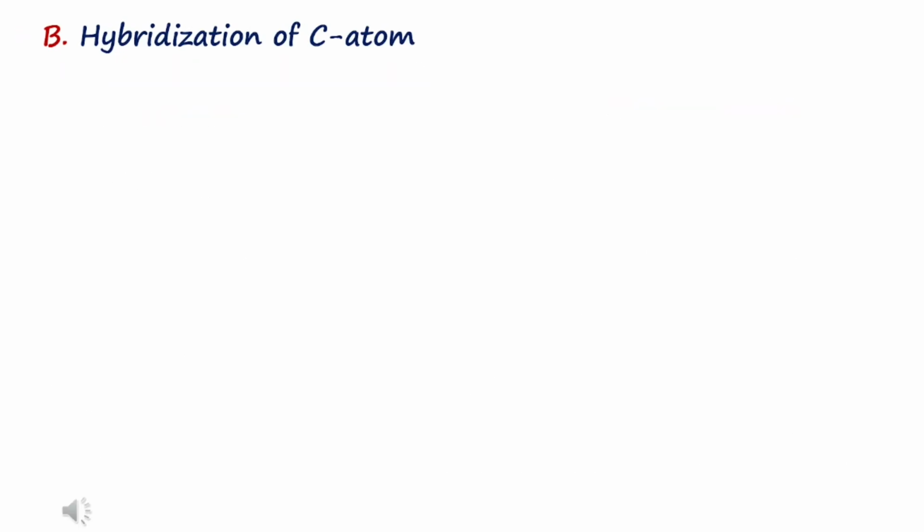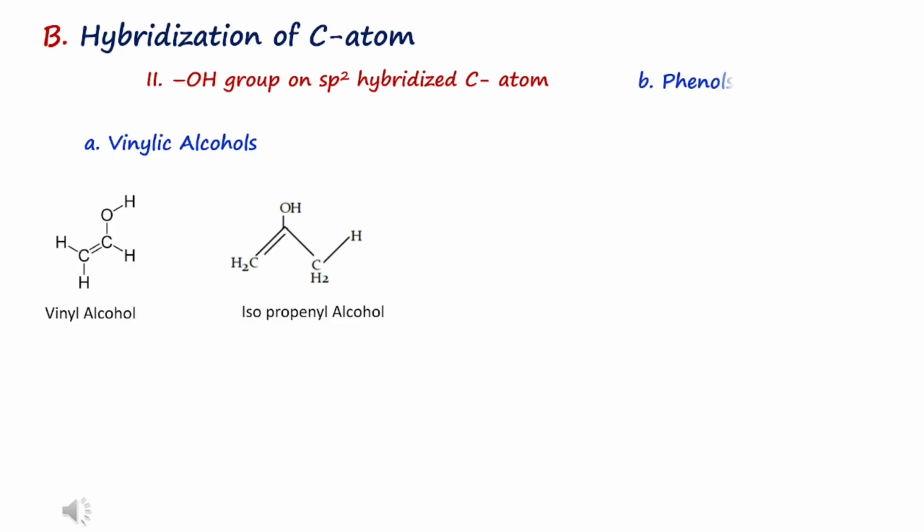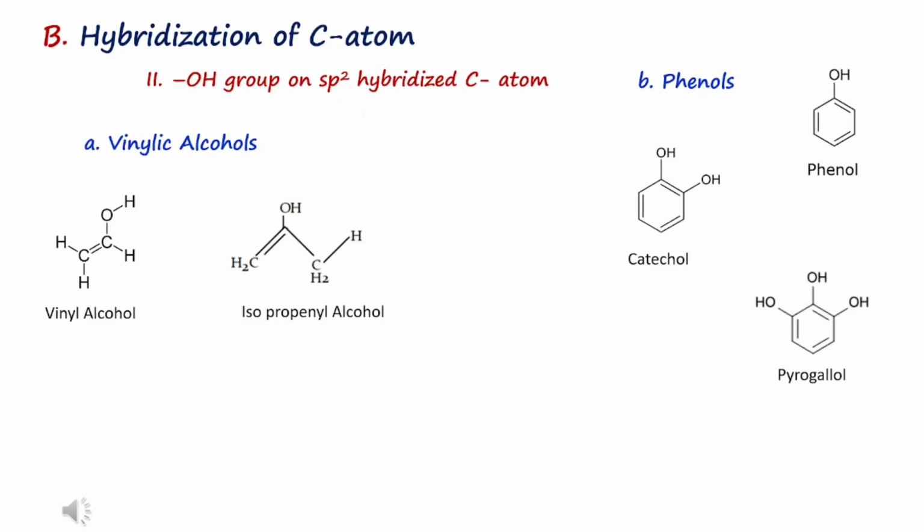In the category of alcohols in which the hydroxyl group is on sp2 hybridized carbon atom, the first subgroup is vinylic alcohols. That is, the OH group is attached to an sp2 hybridized carbon atom, that is, the carbon atom linked to another carbon atom with a double bond. The second subgroup is phenols. In phenols, the hydroxyl group is directly linked to the sp2 hybridized carbon atom of the benzene ring.